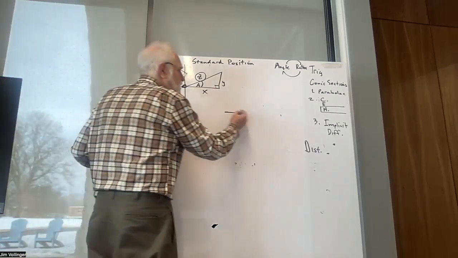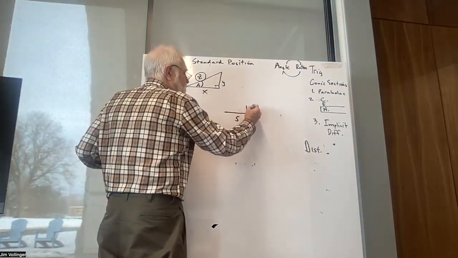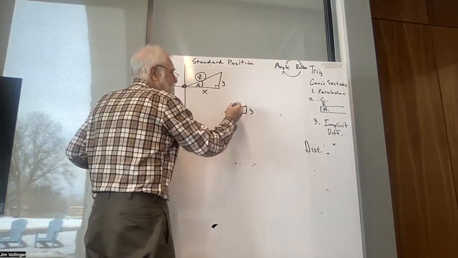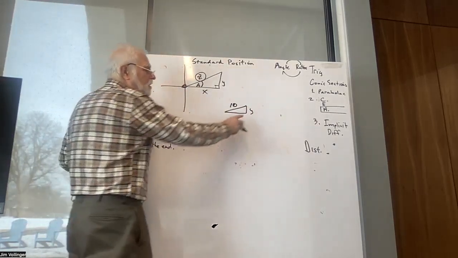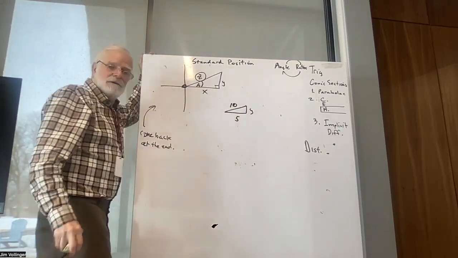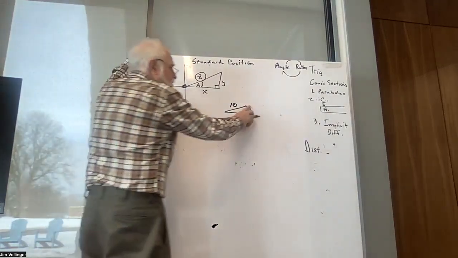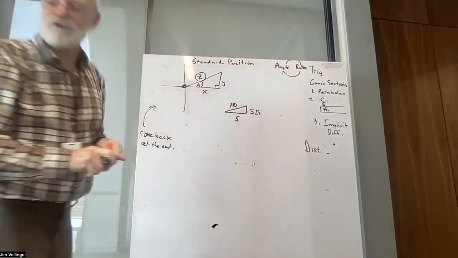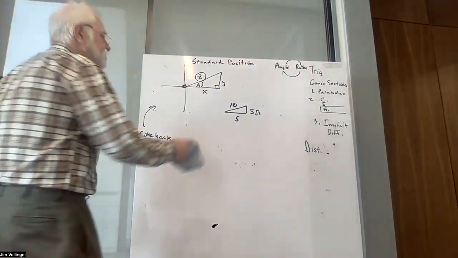Let's say that this is 5, and say that this is Y, and I am giving you 10. Okay, and we want to know what the Y value is. I shouldn't have given you that one because we already know it's 5 root 3 from our trigonometry. But let's go see why that's true.